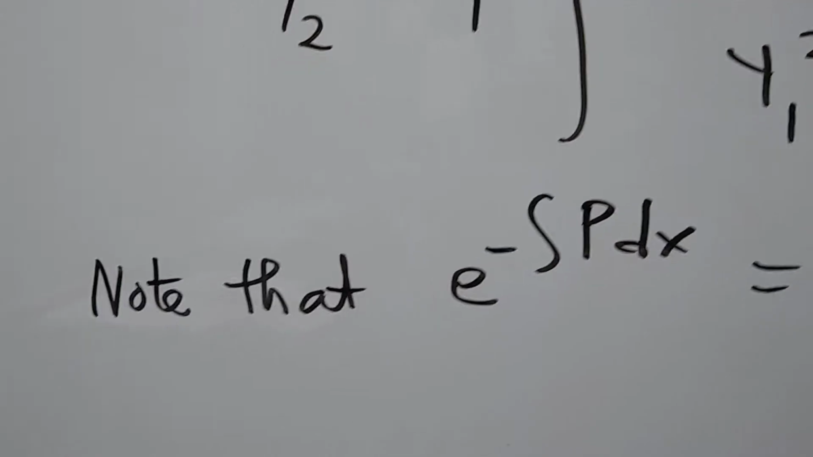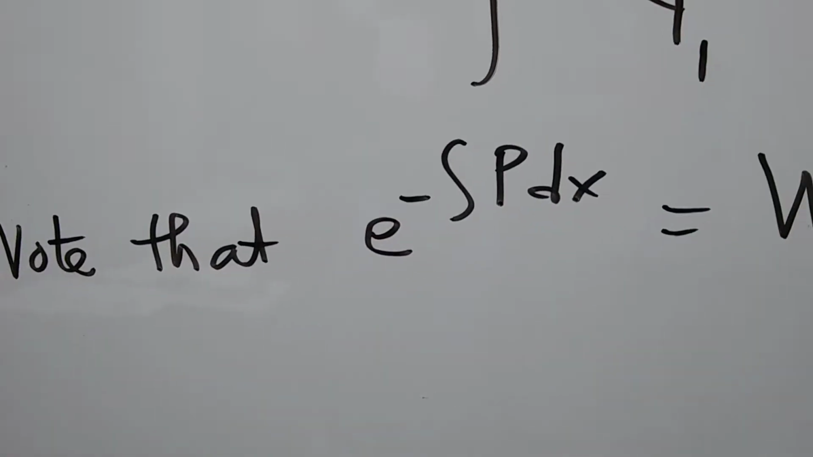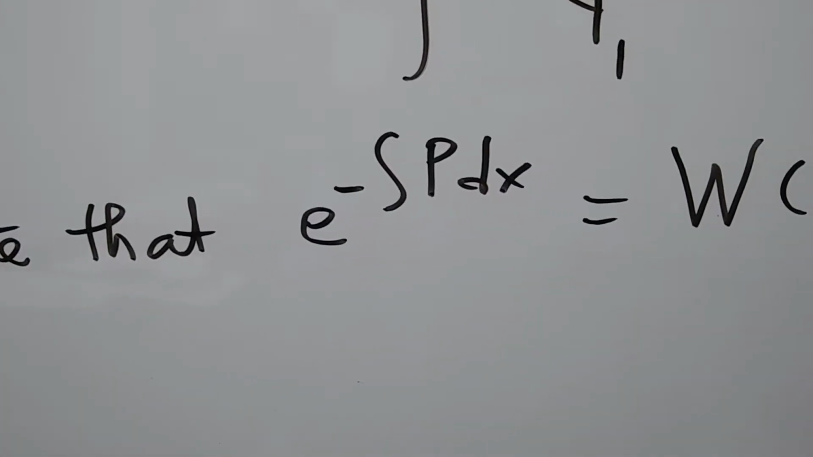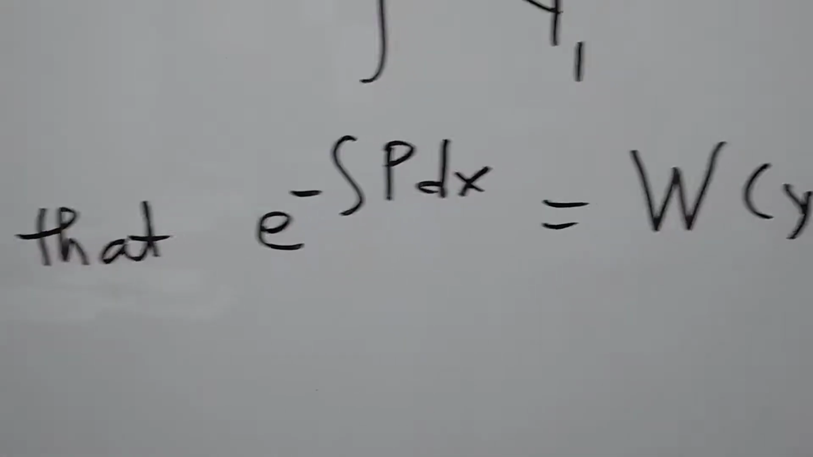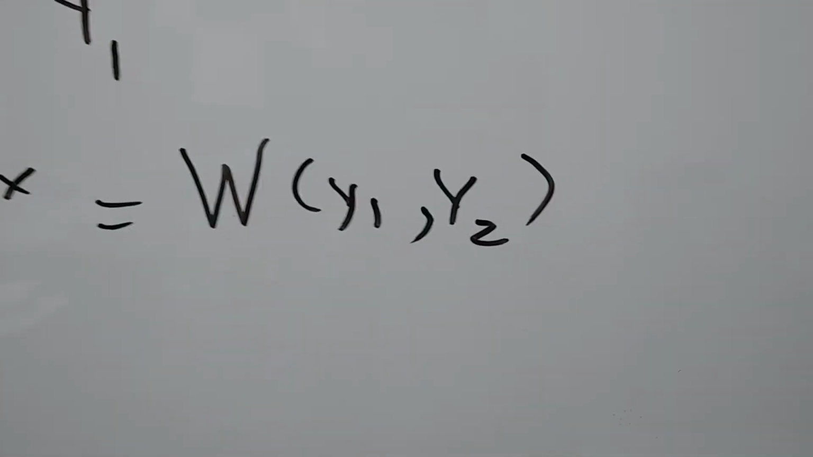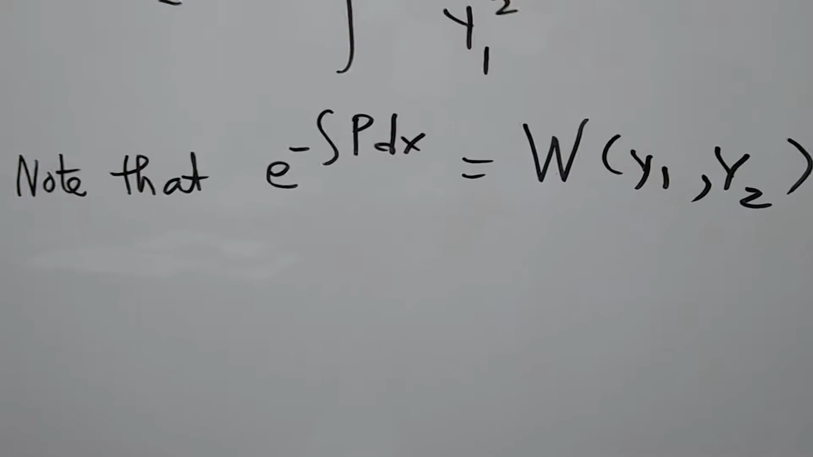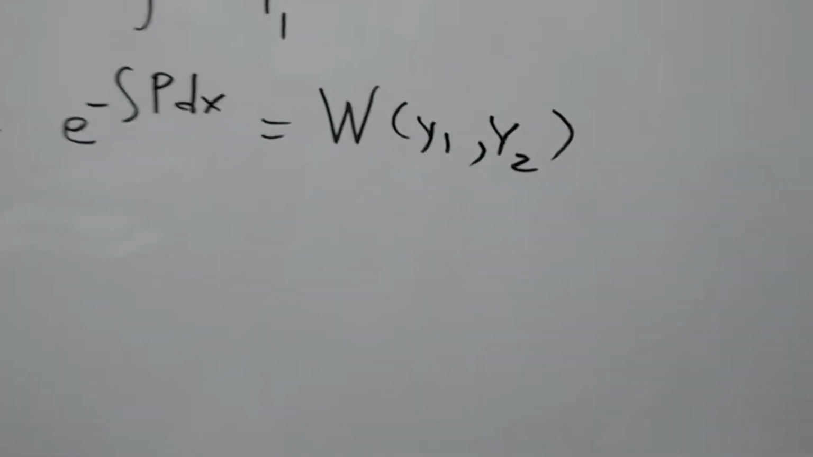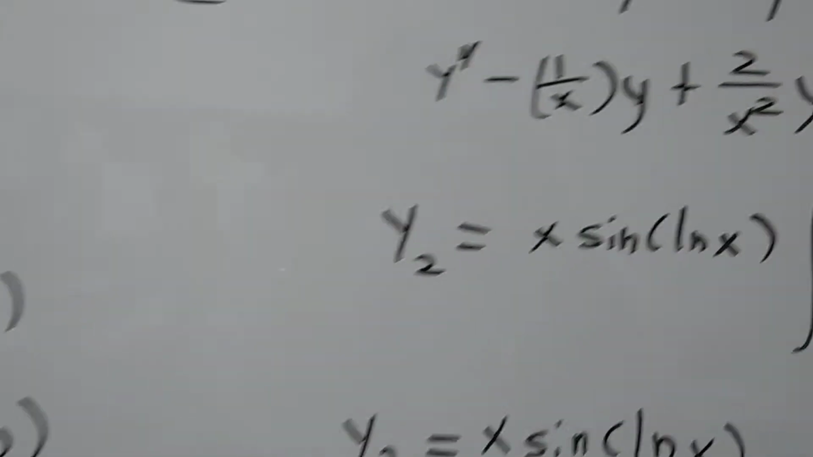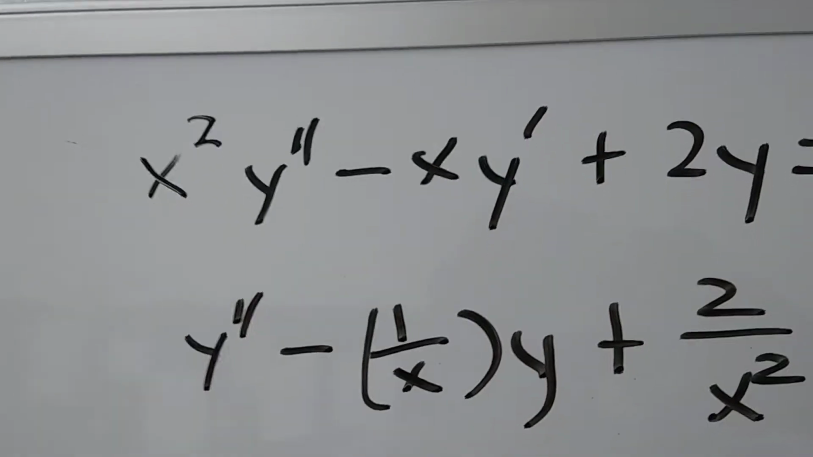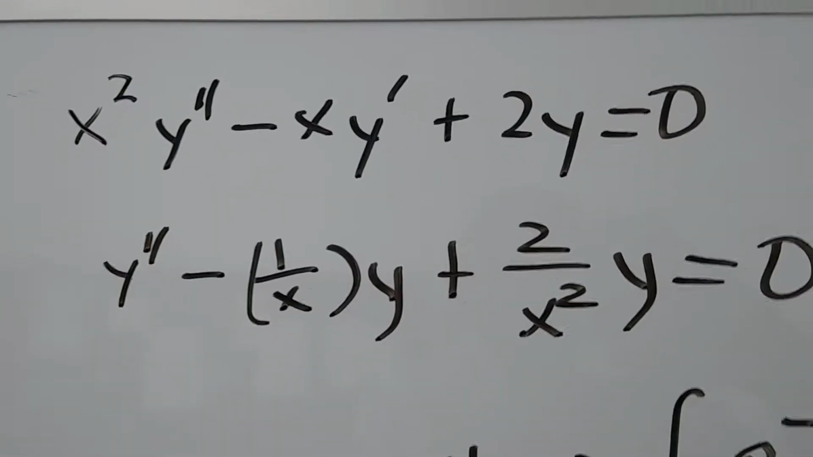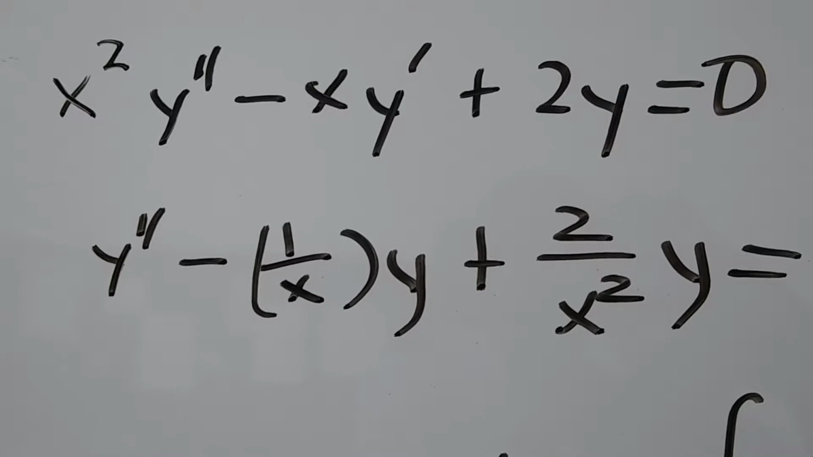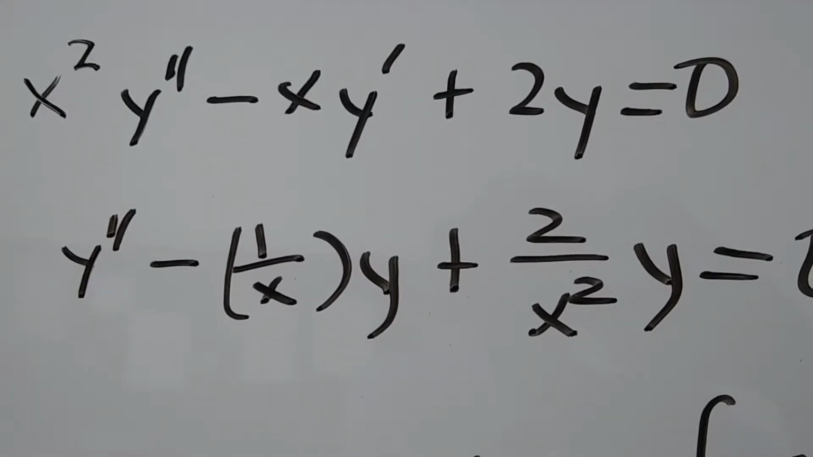And it turns out, for those of you who like contemplation and theoretical formulation, that e to the negative integral of p dx is really the Wronskian of y1, y2. Okay? So let's just take an example to see how we apply this. Suppose we wanted to solve x squared y double prime minus x y prime plus 2y equal to 0.